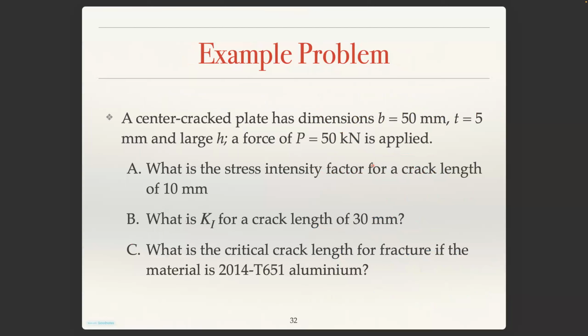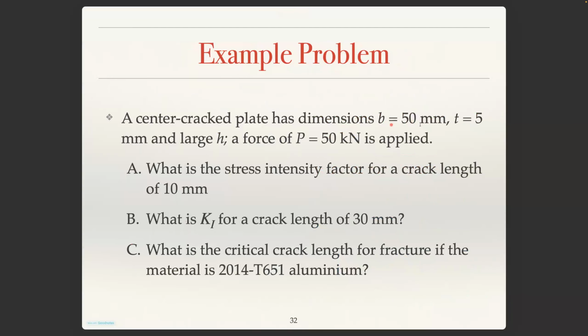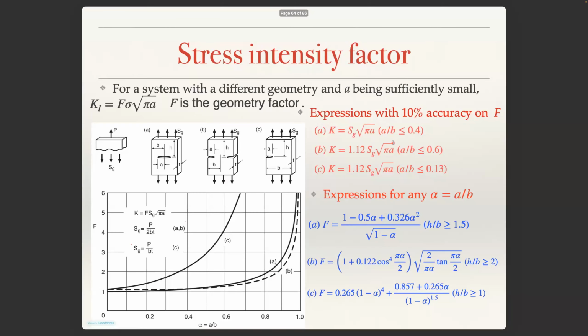No worries. Now, a center crack plate, this is the center crack plate, has dimensions B equal to 50 mm, T equal to 5 mm, and large H. A force of P equal to 50 kilonewtons is applied. Large H means you can take H by B to be much larger, right?